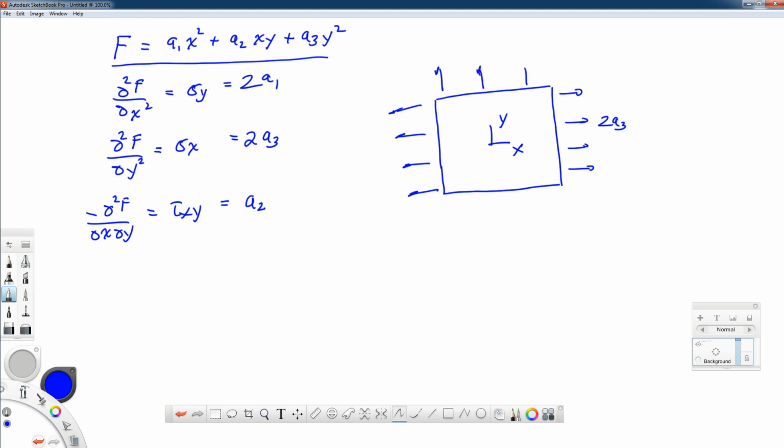Likewise, in the y direction, the stress would be a constant, 2a1, and the shearing stress, these would point these directions for equilibrium. The shearing stress, tau xy, will be a constant, a2. Okay, so that's not a terribly interesting Airy stress function solution.